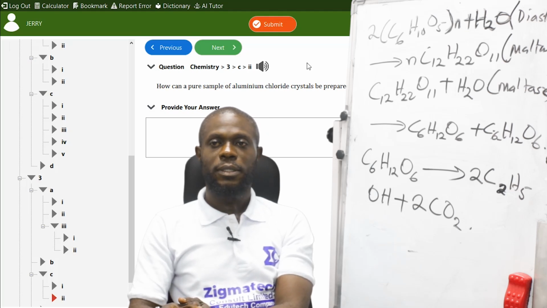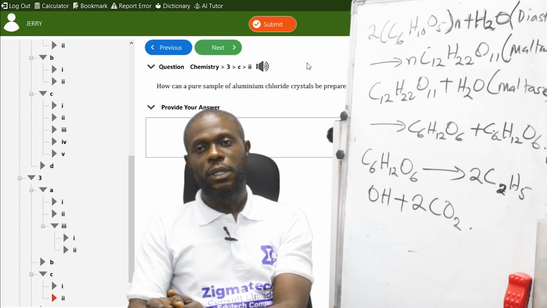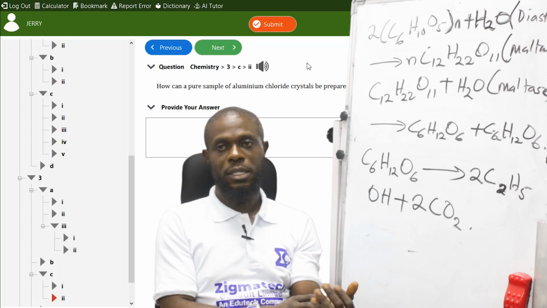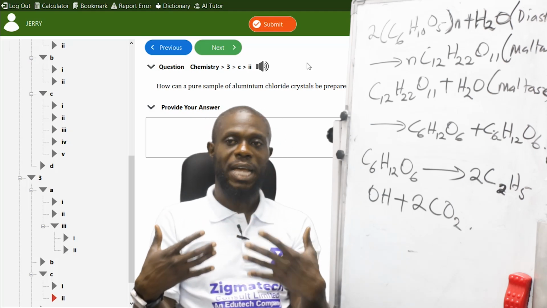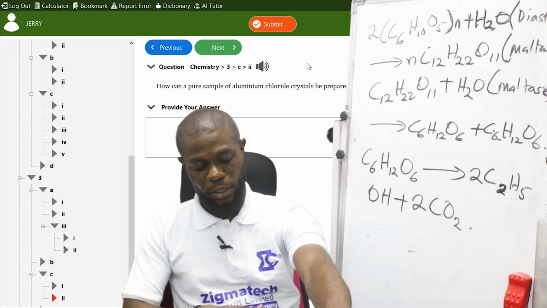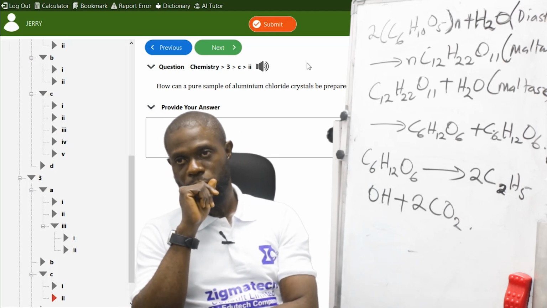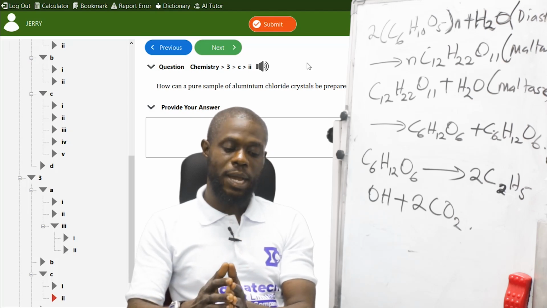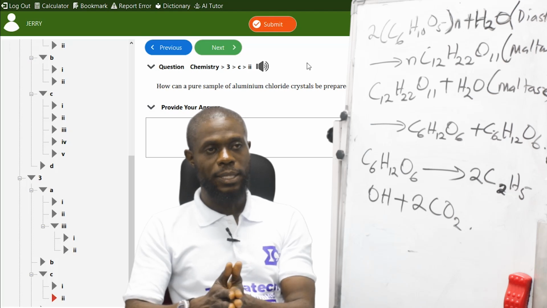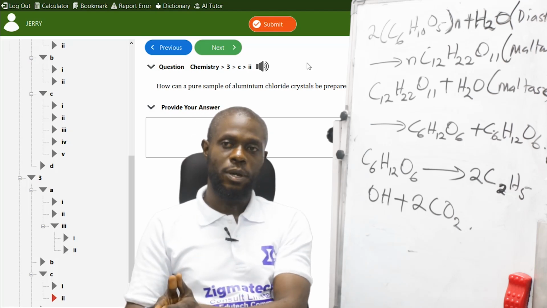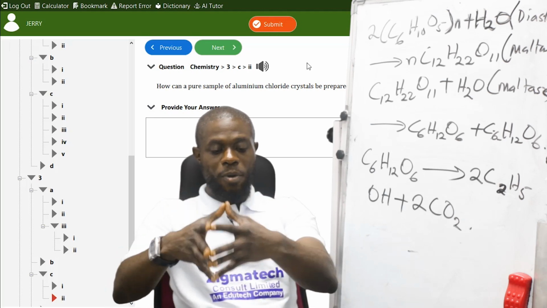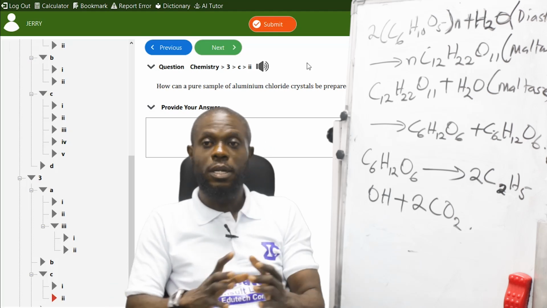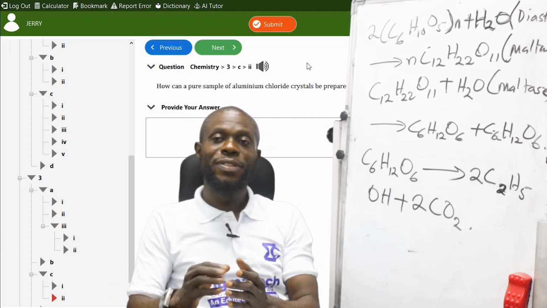So that means when aluminum is reacted with acids, or when metals react with acid, they send out hydrogen. Now, when you add dilute hydrochloric acid to the excess aluminum, you remove the excess metal. There are some metals that will not dissolve, so you remove the excess metal.